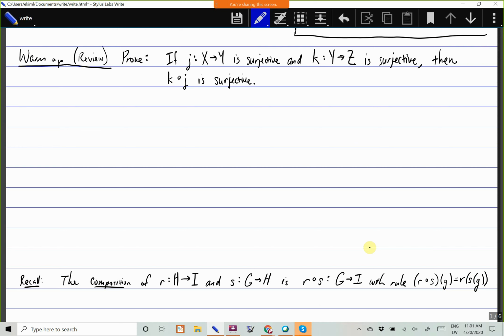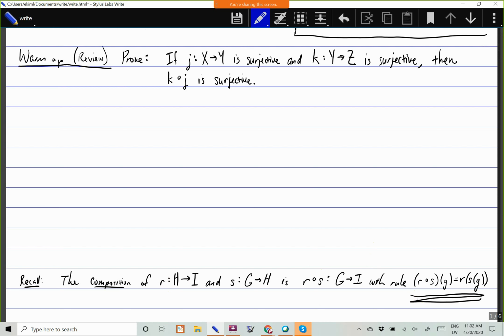So if you have a function r from H to I and a function s from G to H, then the composition is r compose s, right over there, from G to I, with rule r compose s applied to g is r of s of g. Now, I should admit the same thing that is probably on your mind, which is, how do I remember this? I don't actually have it memorized. What I remember is the rule part.